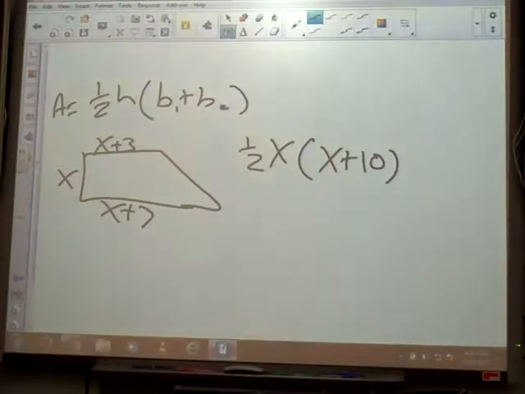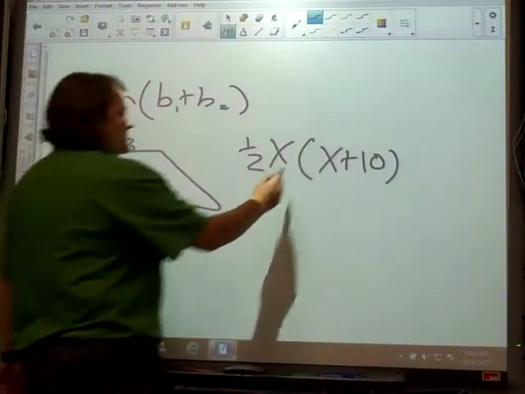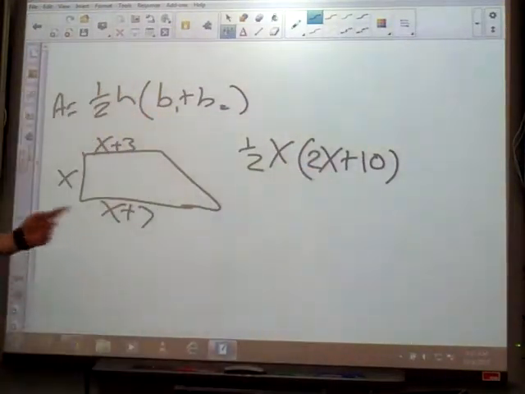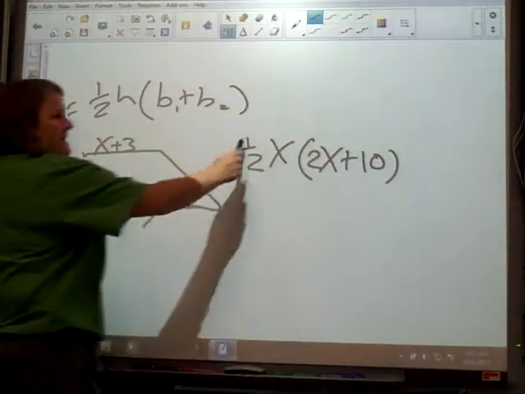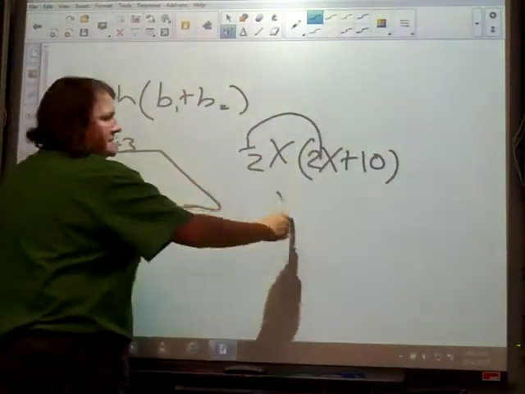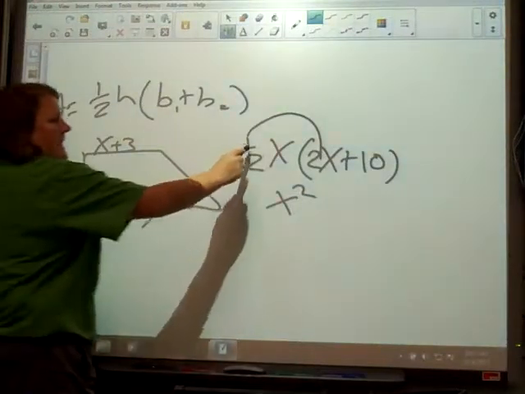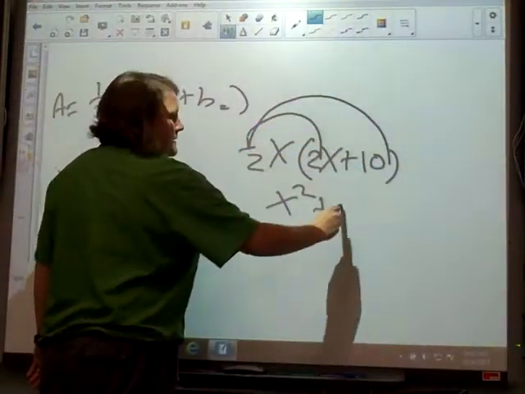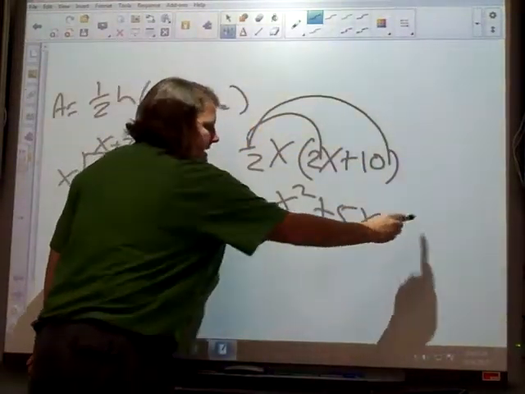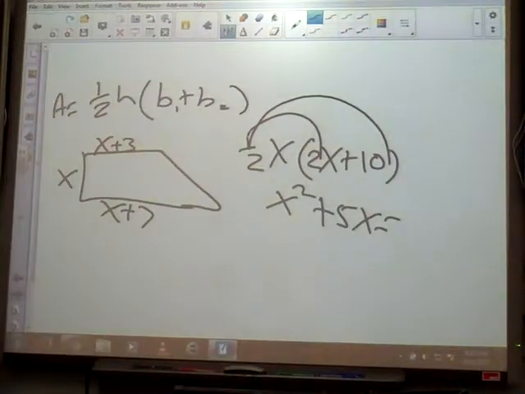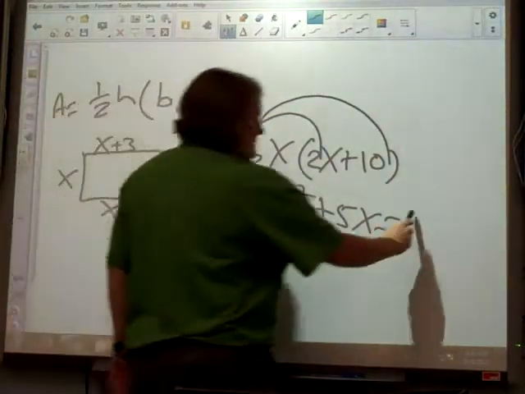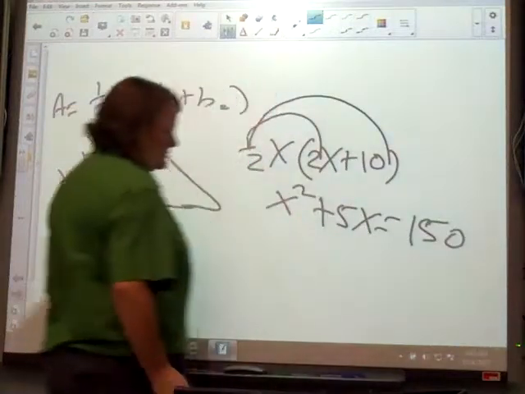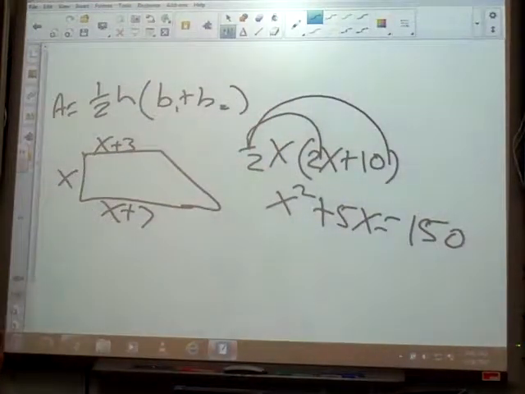Yeah, isn't it 2x plus 10? Yes, because x and x is 2x. Now if we distribute that 1/2x, 1/2 times 2 is 1, and x times x is x squared. 1/2 times 10 is 5, so it's got 5x. And the area of this thing was supposed to be 150, is it yards or feet? 150 square yards.